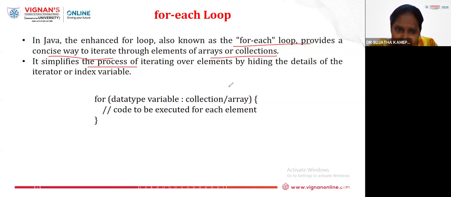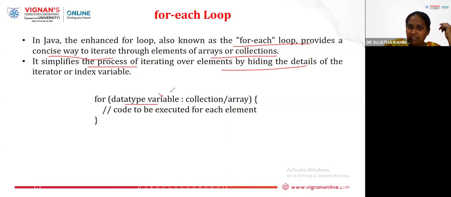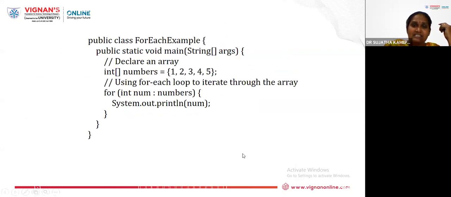So without writing much code, I can simply iterate over the elements of the array by using the for each loop. Now, what is the syntax that we follow for this for each loop? For data type, variable, colon, then the collection or array that I want to iterate. Whatever code I want to implement on each element of that array should be written within this for loop. Now here you can see an example for that. Here I have written a class for each example.